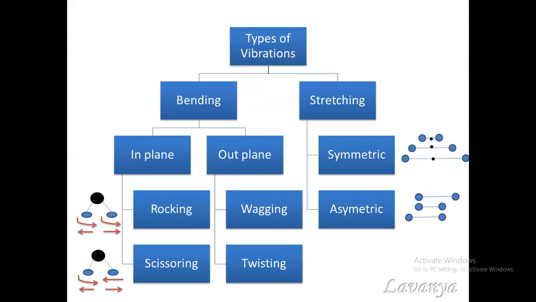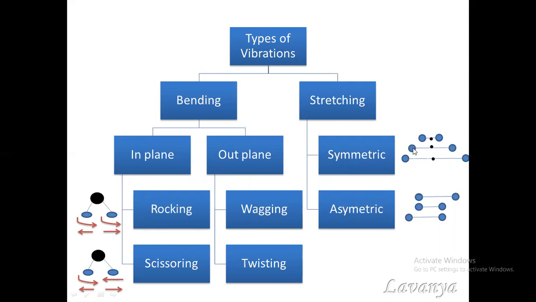As I told, IR spectroscopy deals with the transitions within the vibrational energy levels. There are different types of vibrations a molecule can undergo. First, we discuss that, and then we go for the derivation of energy levels of vibrations of a molecule. Vibrations can be of two types: one is stretching, the other one is bending. Stretching can be further classified into symmetric and asymmetric.